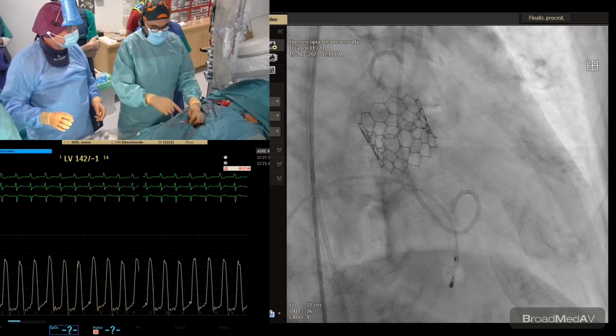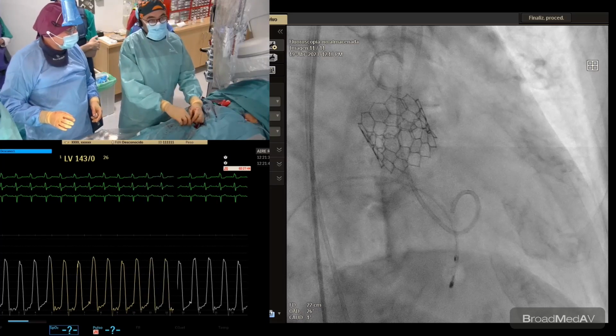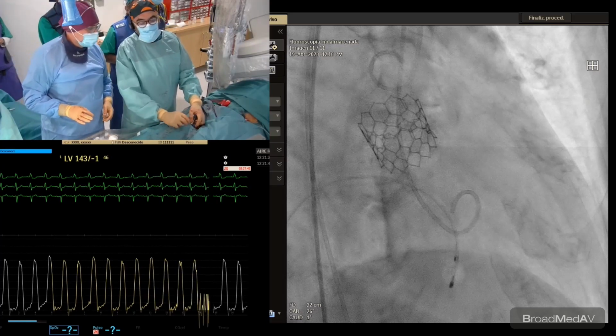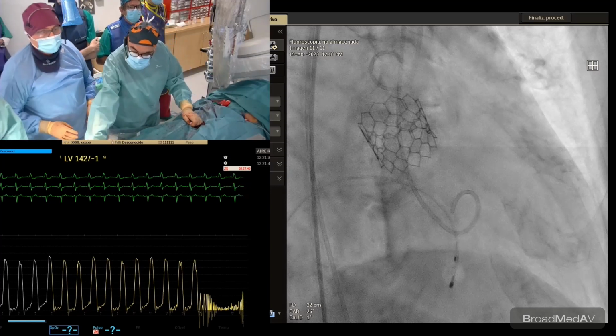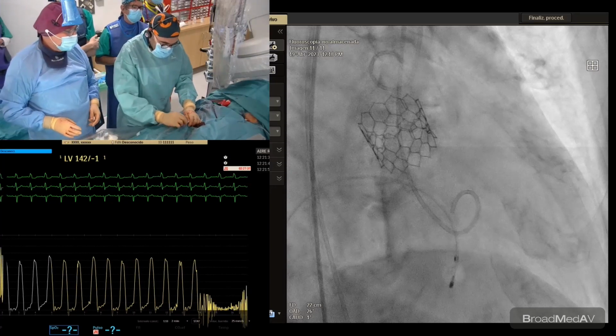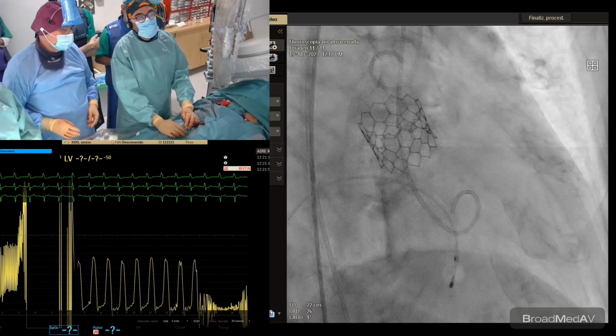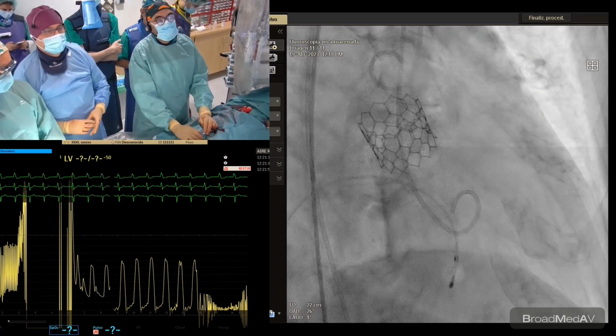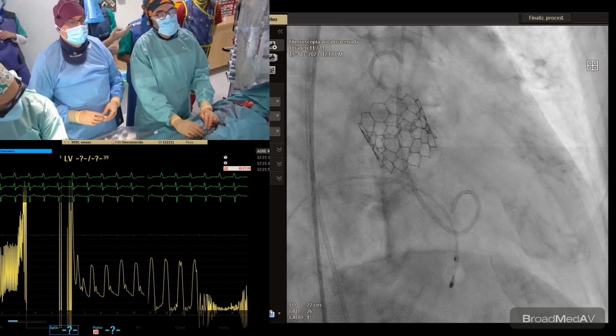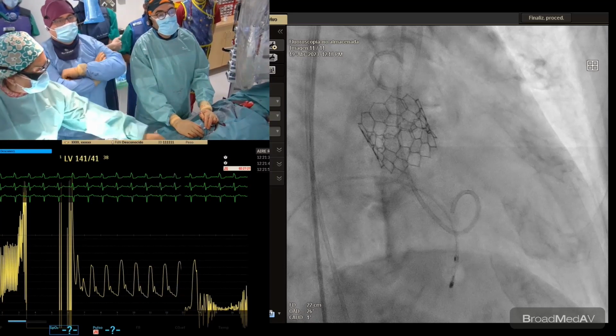It's been recorded. Pero antes de sacarlo, damos por bueno. Sí, pero yo creo que vamos a conectar aquí, por si acaso hay que posdilatar. Just in case we have to postdilate. Vale. Okay, the pressure is similar.